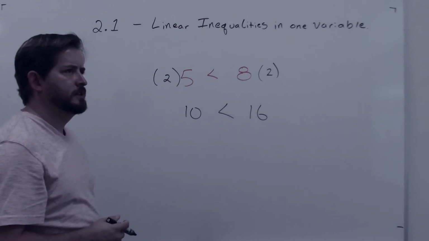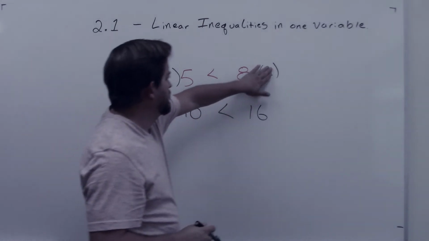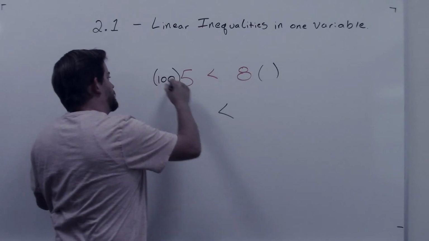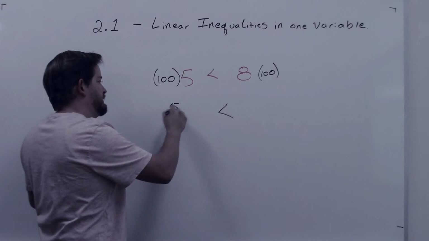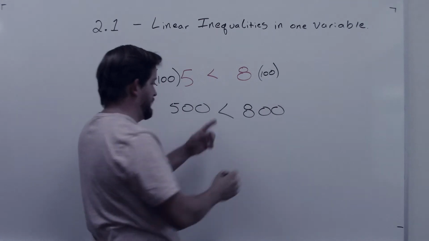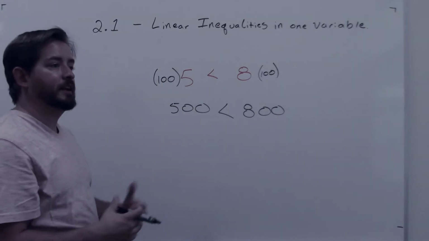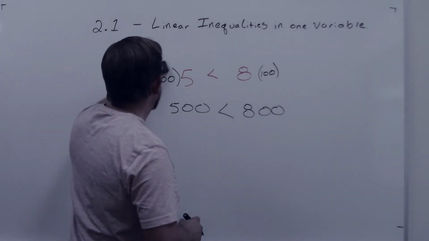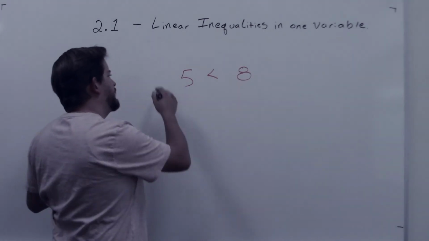So good so far. But let's choose another number. Let's multiply this by, oh, I don't know, 100. Well, 100 times 5 is 500. 100 times 8 is 800. And once again, that inequality is maintained. So I'm good. It appears that everything's okay, right? Let's try another number though. Let's just try, say, -1.